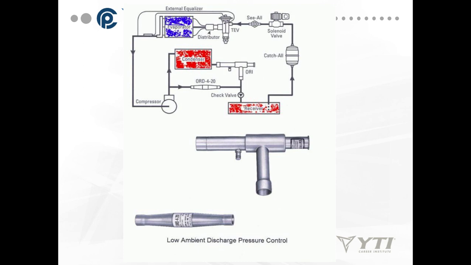Low ambient discharge pressure control. Again, this is just a set one here where I could pipe it in between the condenser here and the compressor, and I can actually force a specific pressure to be going into the liquid line, which comes through to the TXV.